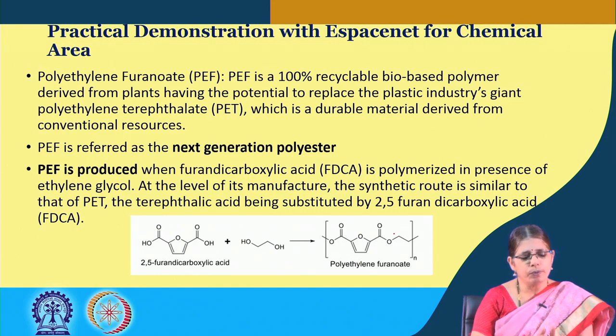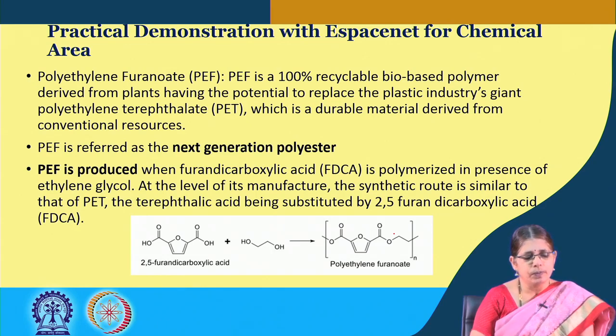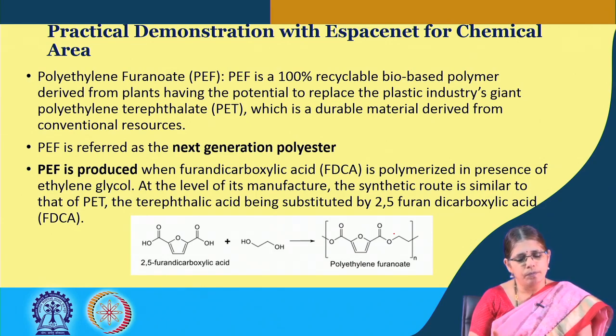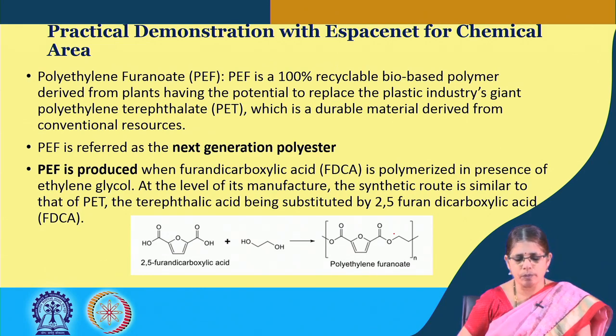How polyethylene furanoate is produced is also important for us to understand. The combination of furan dicarboxylic acid in the presence of ethylene glycol leads to a polymerization step, which leads to polyethylene furanoate. And so, the synthesis route is somewhat similar to that of polyethylene terephthalate. So, you understand the different chemical structures in this particular diagram that is provided here.